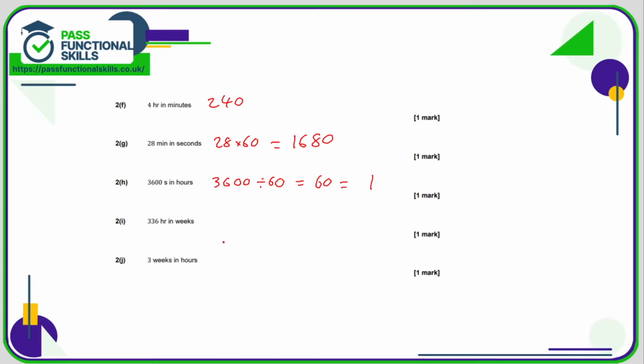336 hours in weeks. Well, first of all, I would be converting it into days. 336 divided by 24 is how many days? So 336 divided by 24 is 14 days, and we know that 14 days is 2 weeks. 3 weeks in hours, well, I would see that as 3 lots of 7 days, so that is 21 days, and we know that there's 24 hours in a day, so 21 multiplied by 24, that comes to 504 hours.